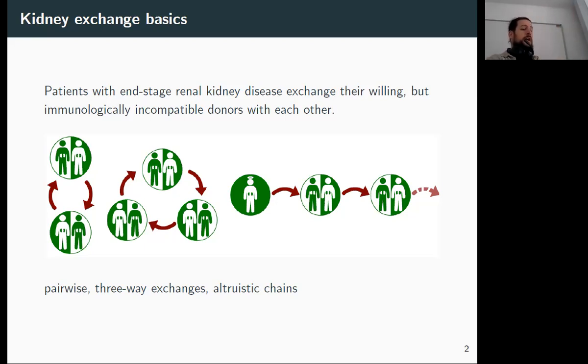However, there is a possibility of two pairs of kidney patient-donors to exchange their donors and create two pairs of compatible patient-donor pairs. This can happen through pairwise exchanges. It can be a three-way exchange or larger cycles as well, or through an altruistic chain started with a donor.